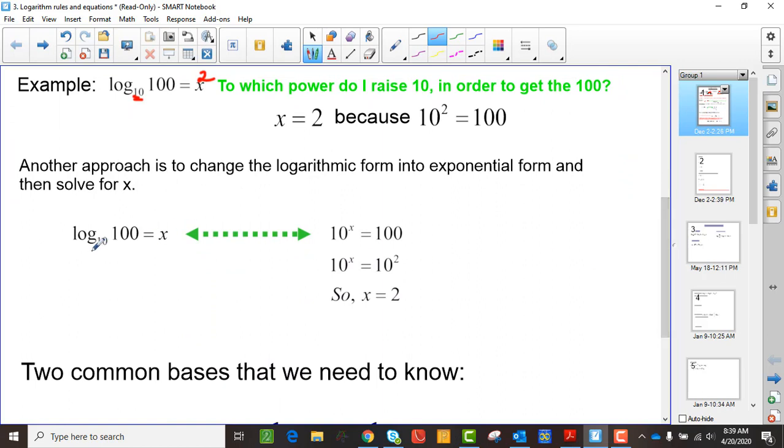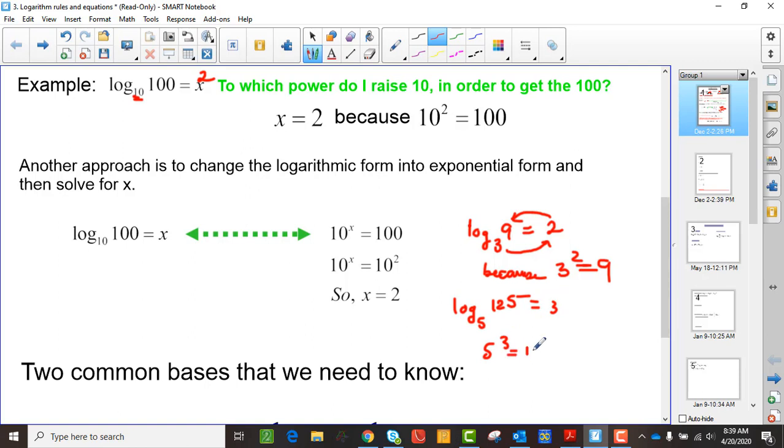You can write the log as an exponential and then solve it, or you can write the exponential as a logarithm. So let's say, what is log base 3 of 9? Well, that is 2, because, and this is important, 3 squared is equal to 9. The base, 3, raised to that exponent equals that argument. If I said, what's the log base 5 of 125? Well, it should be 3 because 5 cubed is 125.